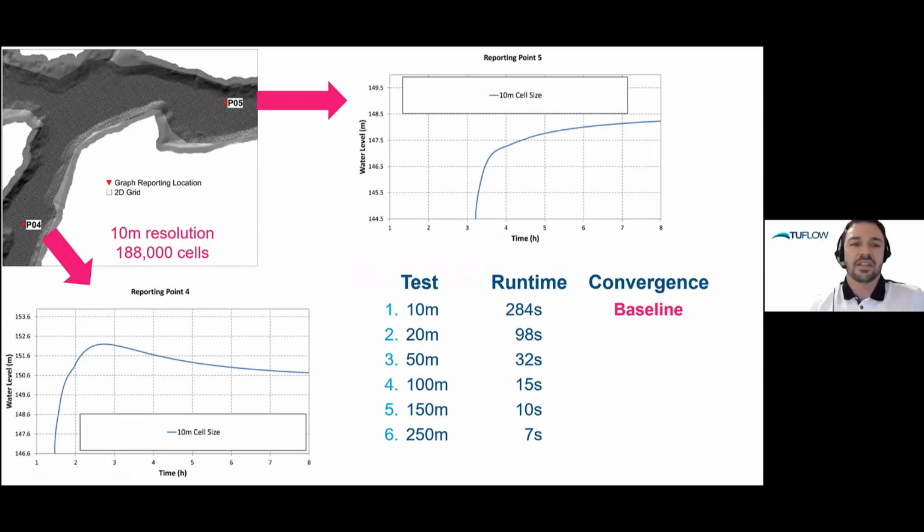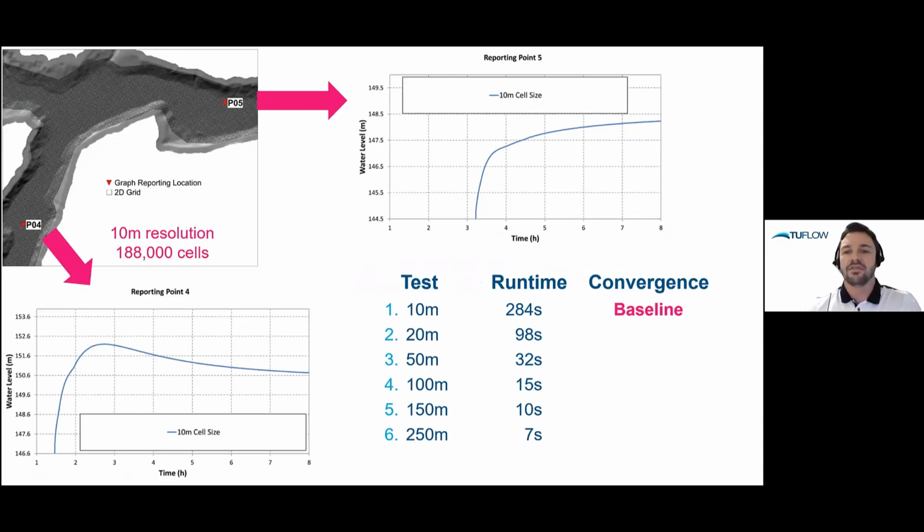With all this convergence testing, I'm always starting from the smallest cell size. So we should hopefully get an accurate result at those smaller cell sizes, because I guess you're picking up the topographic features to the highest resolution possible.